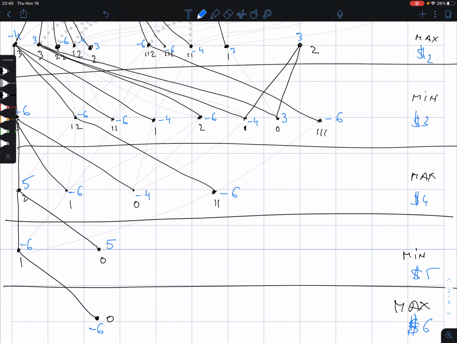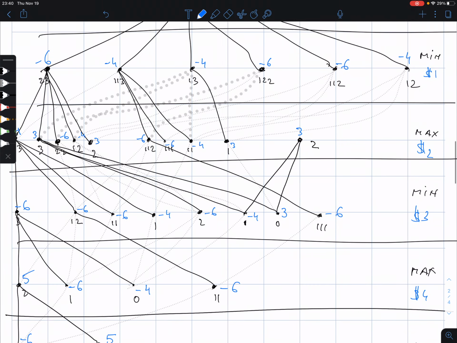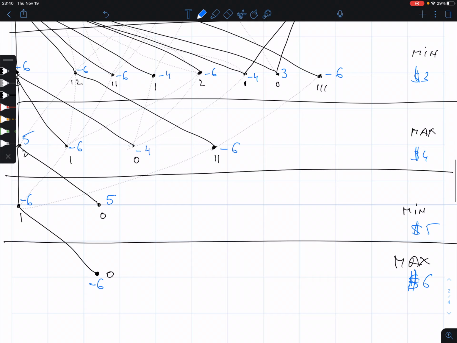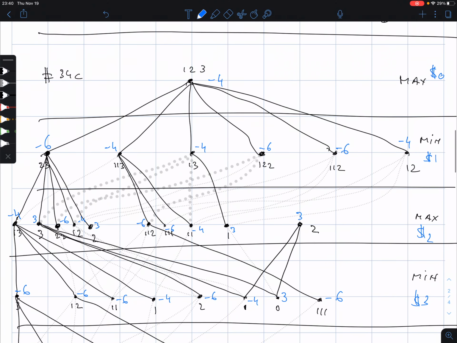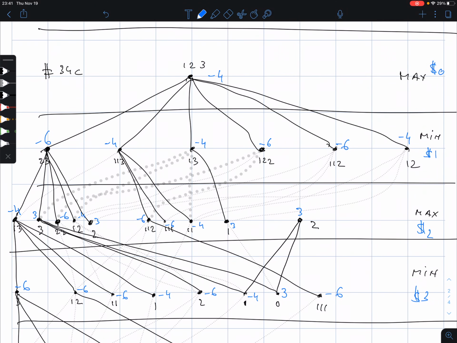The book has formulated slightly different, and therefore their answer is negative 3, because I think they count differently. I don't want to think too much about it. My count is definitely correct, unless I make a mistake, but I don't think so. I don't think I made a mistake. And so, okay, that's what it is.